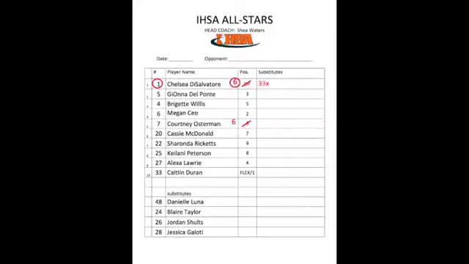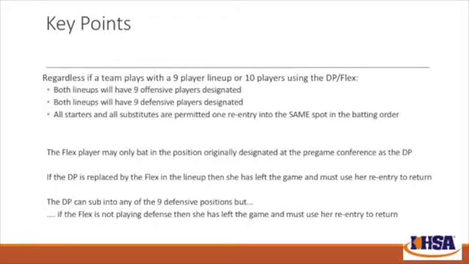Here is that example. Number 33, the flex, will enter the game for the DP to hit, position 1. At this point, in order to have 9 players playing both offense and defense, number 7 must be entered into a defensive position. In closing, here are a few key points to remember. Both a 9-player lineup and a 10-player lineup still only have 9 offensive players designated and 9 defensive players designated, with all starters and substitutes still permitted their 1 re-entry back into the same spot in the batting order.